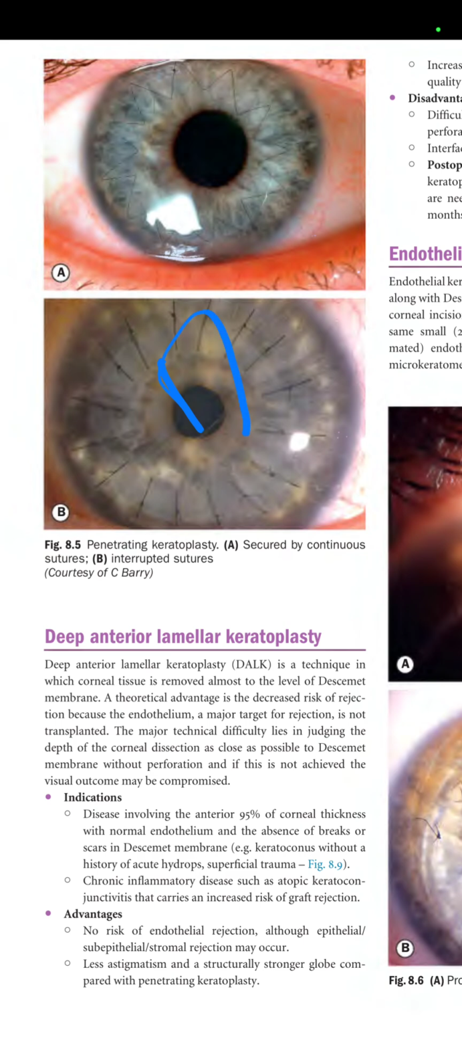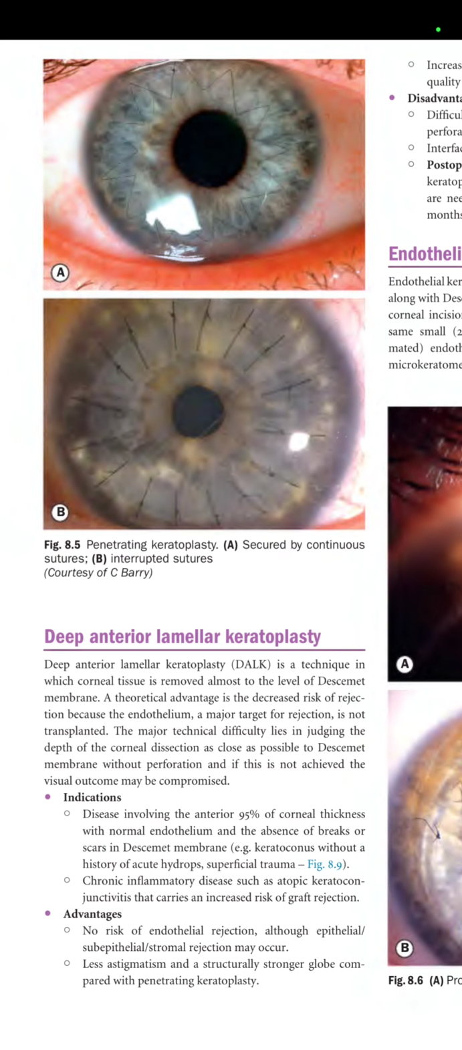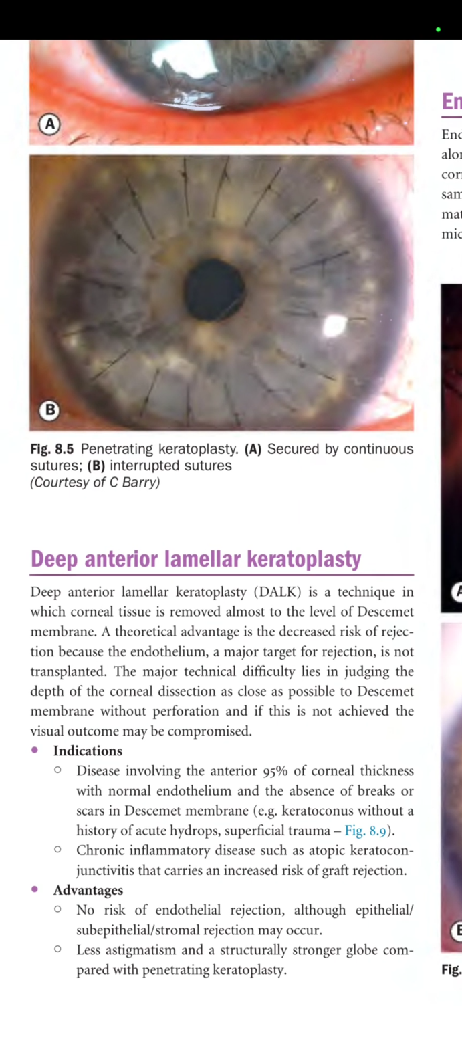So in this case, you try not to disrupt the Descemet membrane, because if you disrupt it, then it is most likely going to become a full penetrating keratoplasty. Indications include disease involving the anterior 95% of the corneal thickness with normal endothelium and the absence of breaks or scars in the Descemet membrane, for example keratoconus without a history of acute hydrops or superficial trauma, and chronic inflammatory disease such as atopic keratoconjunctivitis that carries an increased risk of graft rejection. So this is done if there is no history of acute hydrops or trauma.